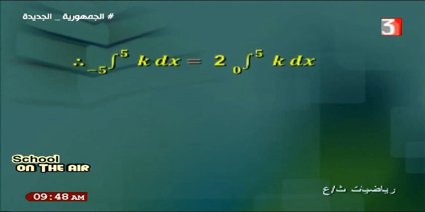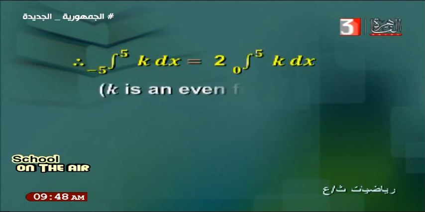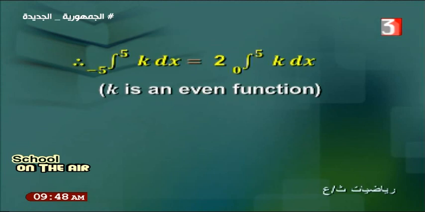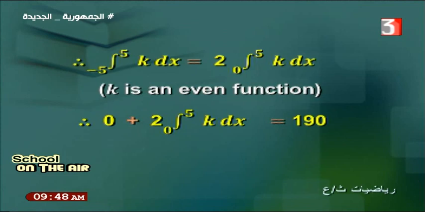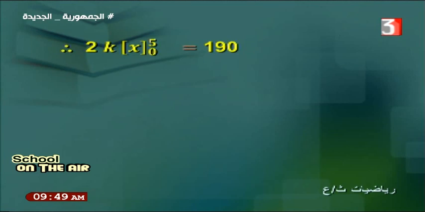And the definite integral of k dx from negative 5 to 5 equals 2 times the definite integral of k dx from 0 to 5. k is an even function. Then 0 plus 2 times the definite integral of k dx from 0 to 5 equals 190. Then 2k times the integral of dx from 0 to 5 equals 190. Then 2k times x from 0 to 5 equals 190.